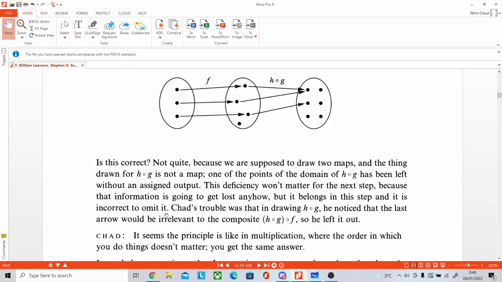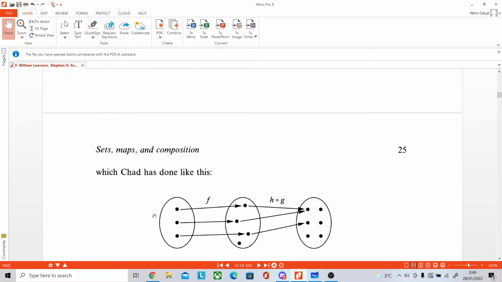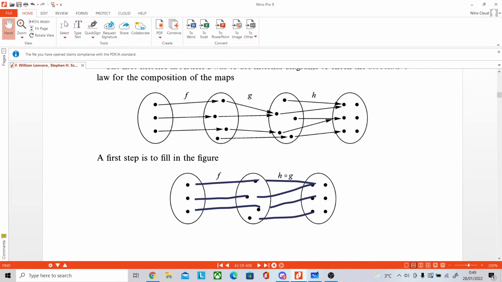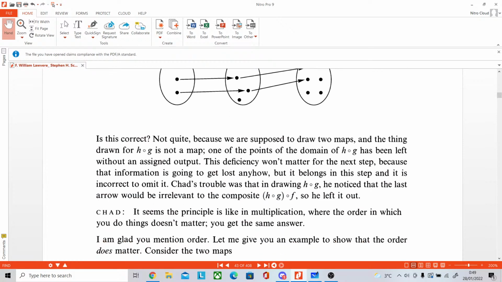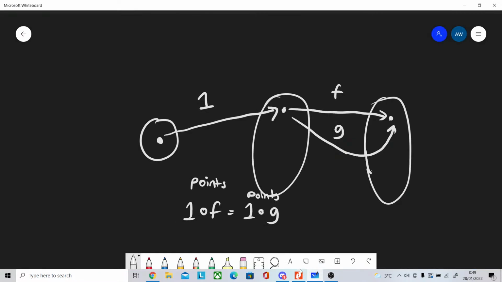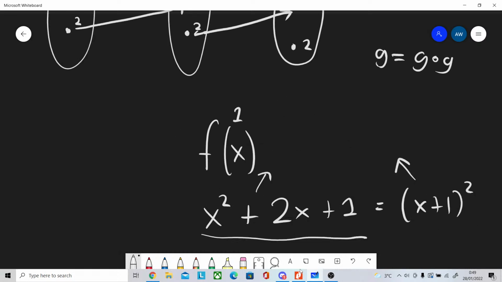Chad's trouble was that in drawing HG, he noticed that the last arrow would be irrelevant to the composite HGF, so he left it out. Also, that's what we sort of did earlier. If we just Control Z, where was it?